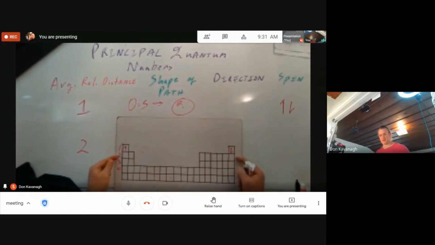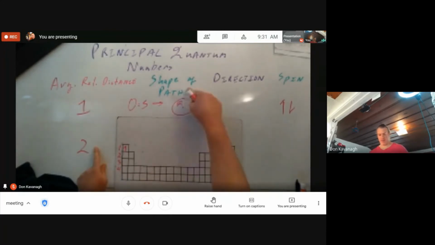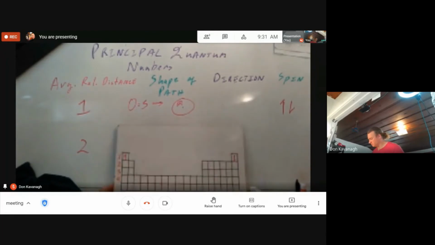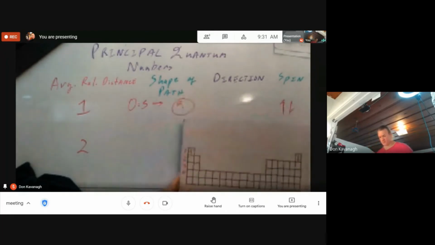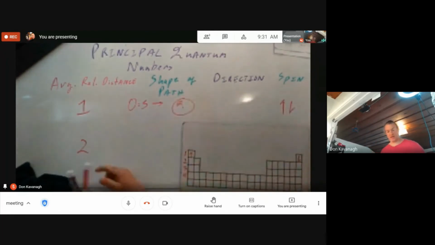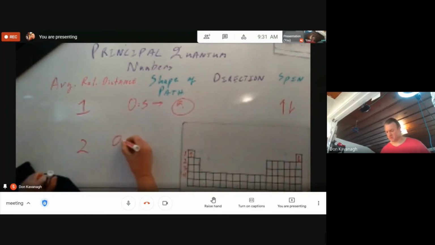In the second shell, there are 2 types of orbitals, or 2 shapes of path that can occur in the second shell right here. The first one is an S. So there is a 0. We call that an S right there, and that has the spherical shape to it.